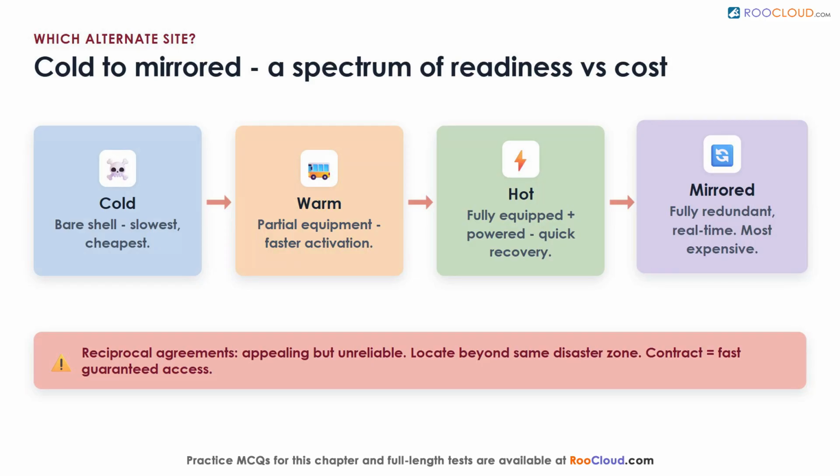A few site rules matter. Place the alternate site beyond the reach of the same disaster. Always provide redundant network communication to it. And if a third party owns it, your contract must guarantee fast access.